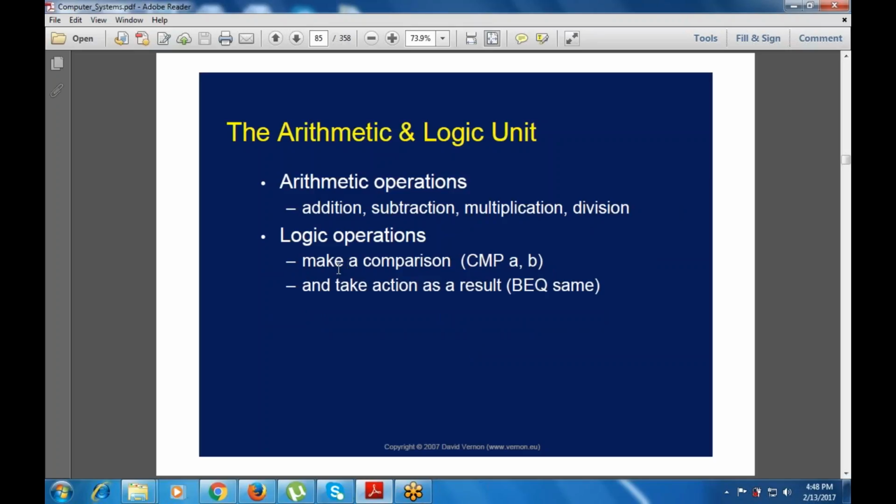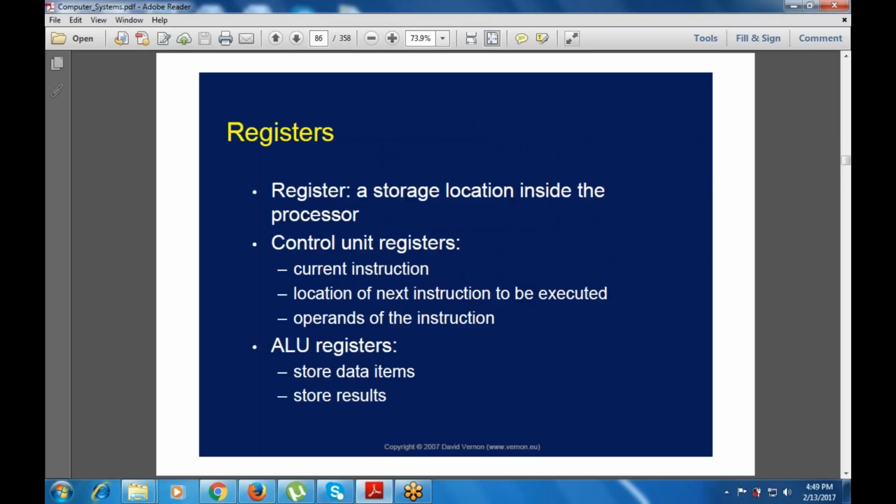Then, what are the logical operations that make the comparison? For example, CMP A B and take the action as a result. This is BEQ. Then registers, these are the storage locations inside the processor. Then control unit registers are for the current instruction and the location of the next instruction to be executed.